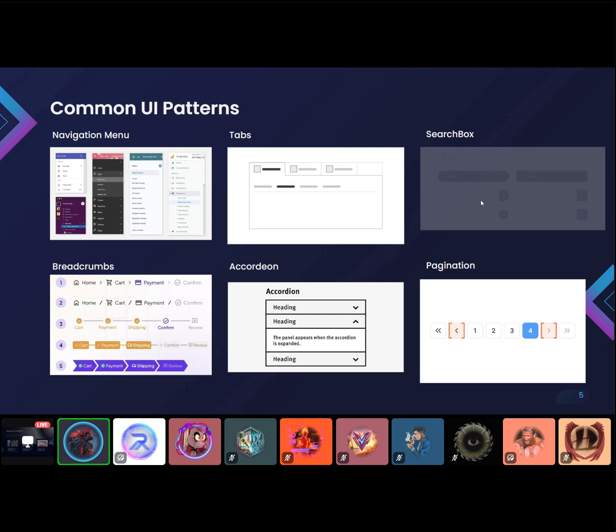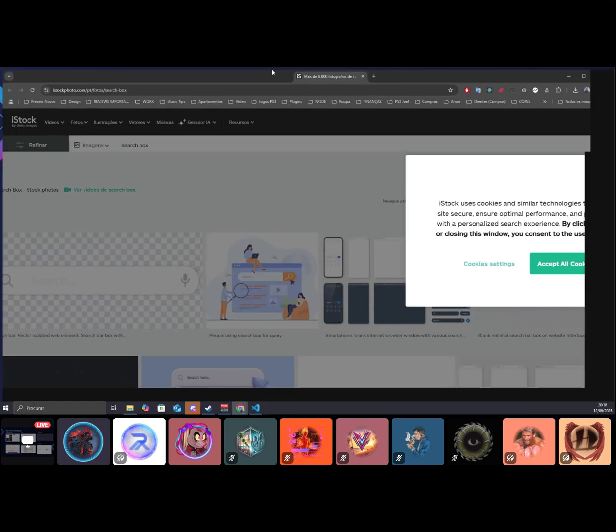Then the search boxes. Unfortunately, I can't show you like this, but I've been trying to. Let me try search boxes. I'll get one really quickly. Oh, website dead. Yeah, I can go to iStock, no problem.